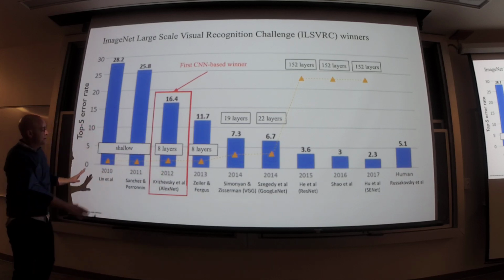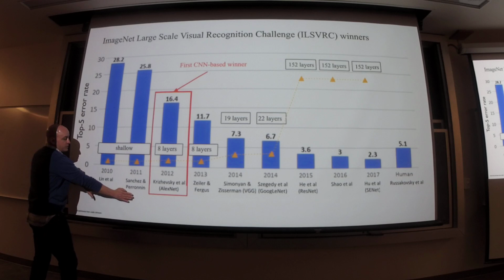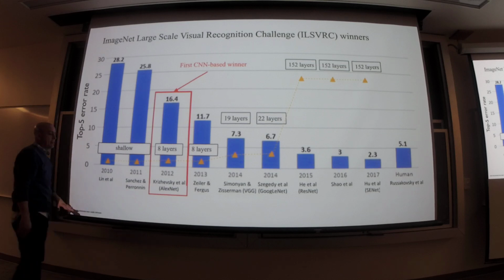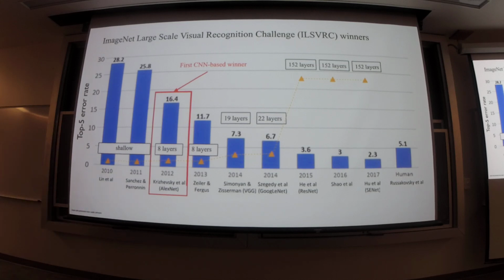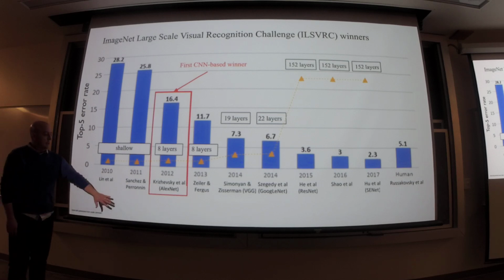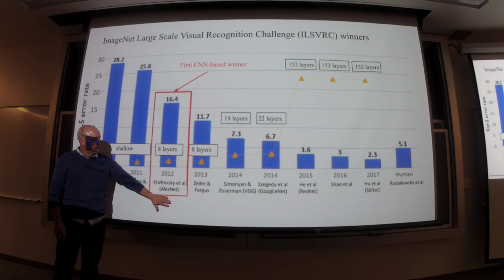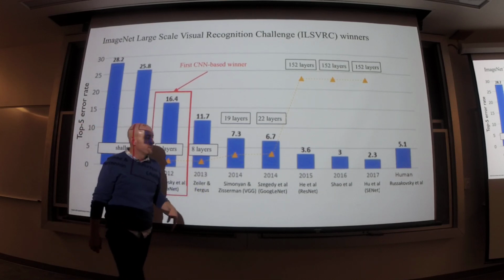So these two entries were not deep networks. I'm actually not exactly sure what the models were, but I think they were based on bag of feature kind of models, like image feature kind of models. But here you have the first convolutional network winning this thing, and then it's convolutional networks all the way through.